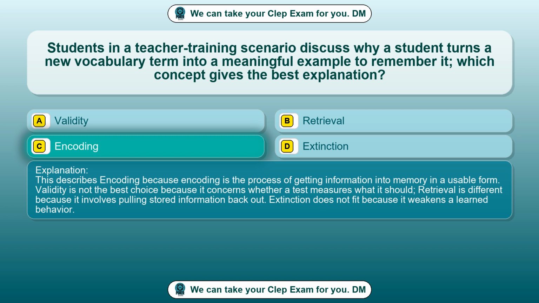Validity is not the best choice because it concerns whether a test measures what it should. Retrieval is different because it involves pulling stored information back out. Extinction does not fit because it weakens a learned behavior.